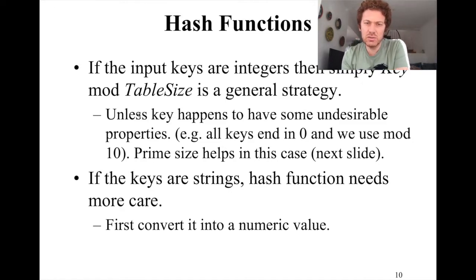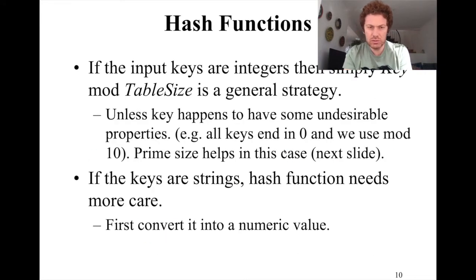So what do I mean by this? If my keys are not distributed randomly, in other words, all the keys are ending with 0, for instance, and I use mod 10. So what happens? Everyone, like 10, 20, 40, 250, they are all going to map to index 0. So what happened to the other slots? In that case, a prime table size will be a good choice. I will show you details on that later. But the thing is, if your keys are uniformly distributed in the universe, then there won't be any problem. If the keys are strings, then I first need to convert them to a numeric value.